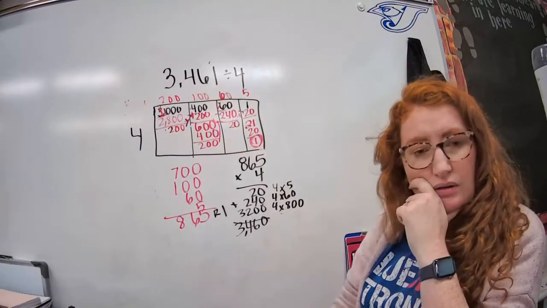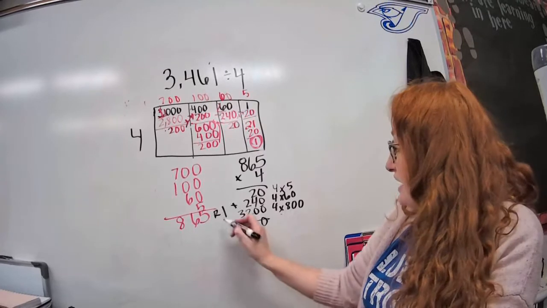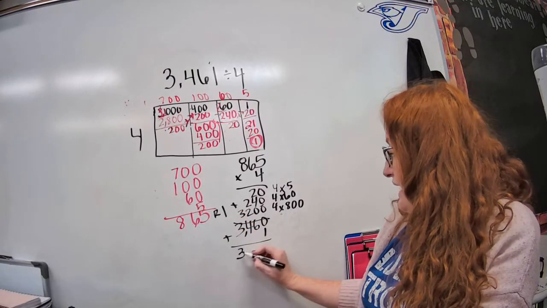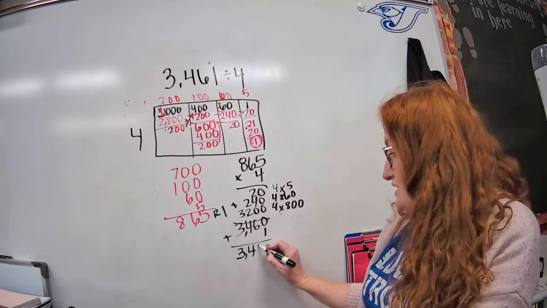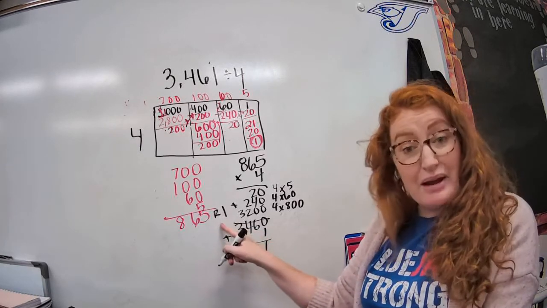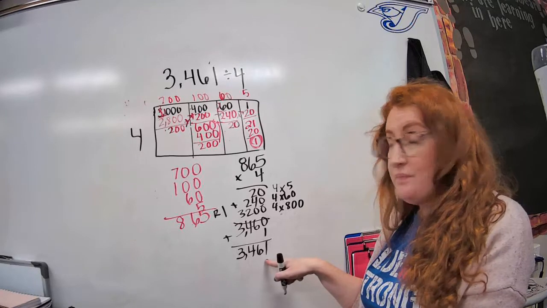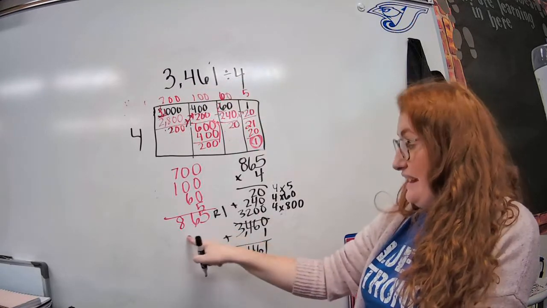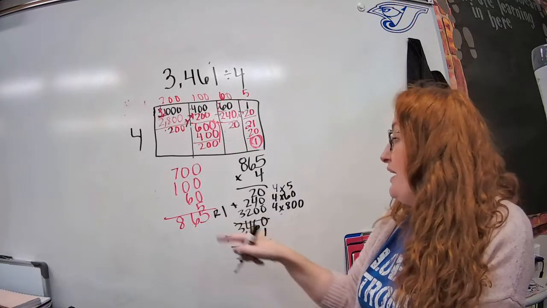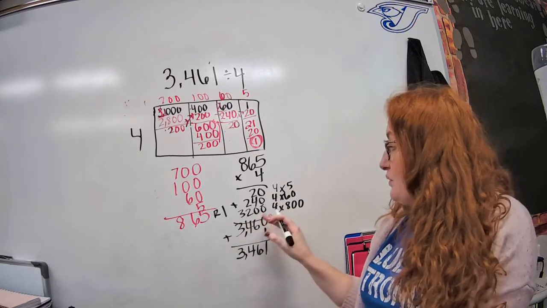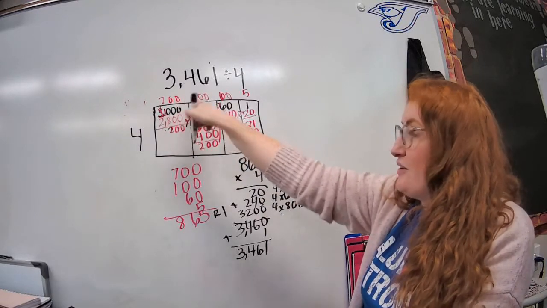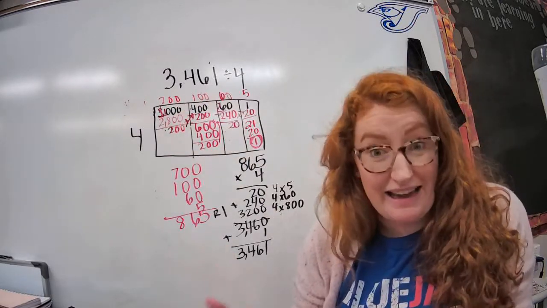What did I forget to do? Oh, I forgot to take my remainder and add it down here. So now I have 3,461 because I added my remainder 1 and it all checks out. 3,461 divided by 4 is 865 remainder 1. And normally the stuff in the middle will match up, but it doesn't match up only because we added the 700 and the 100, and that gave us 800.